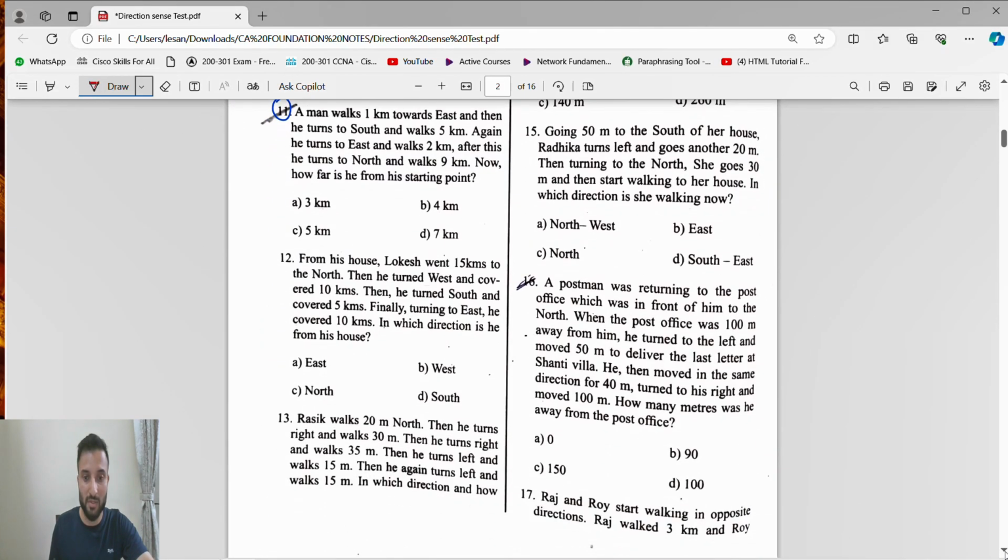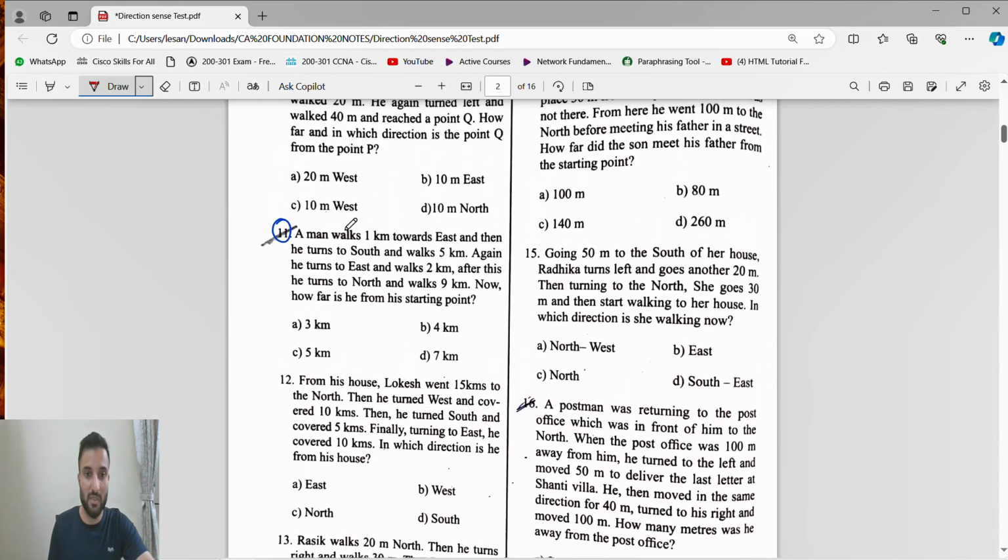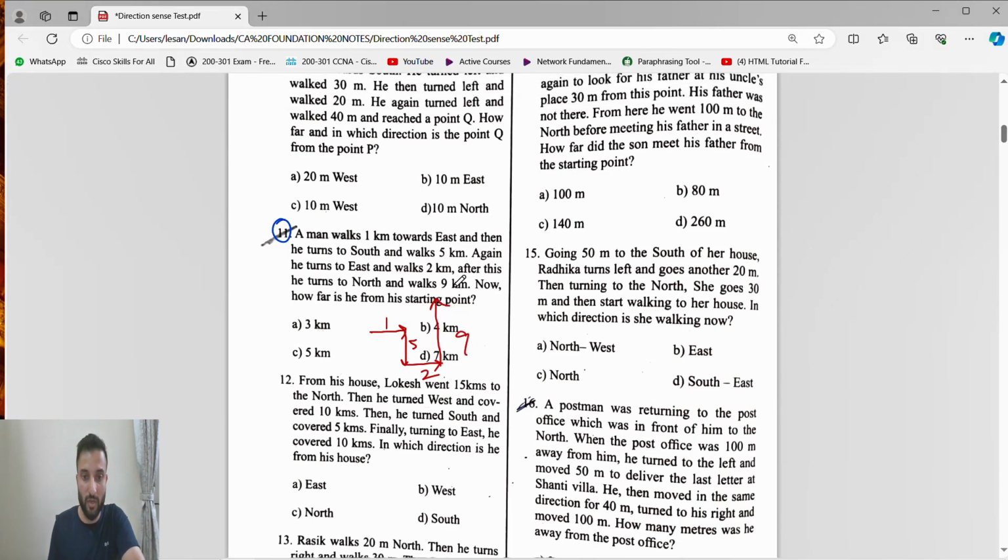अब आइए साहब. A man walks 1 kilometer towards east. चलो 1 किलोमीटर towards east and then he turns to south. साउथ गया and walks 5 kilometer. ठीक है, 5 किलोमीटर. Again he turns to east, मतलब फिर से इधर जाएगा and walks 2 kilometer. चलो इधर फिर 2 किलोमीटर गया. After this he turns to north and walks 9 kilometer. नॉर्थ मतलब ये 5 है, ये ज़्यादा चला गया यहाँ तक 9 किलोमीटर.